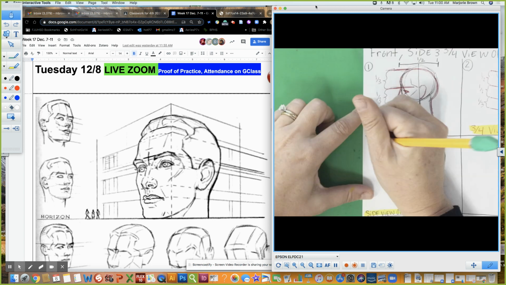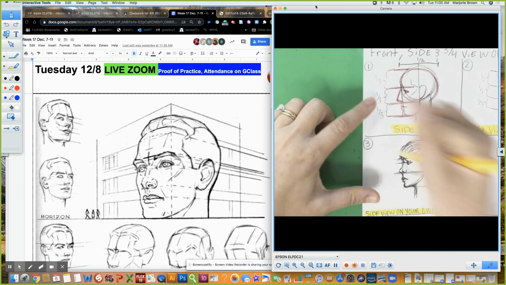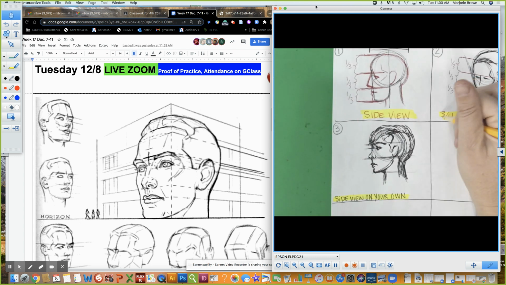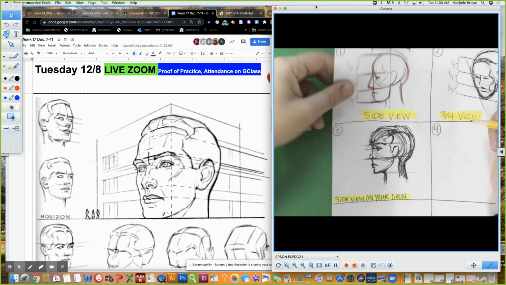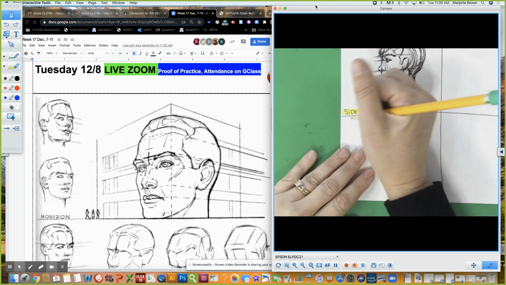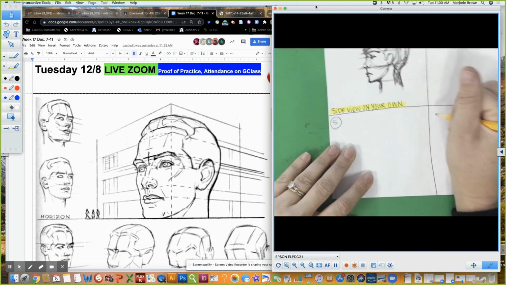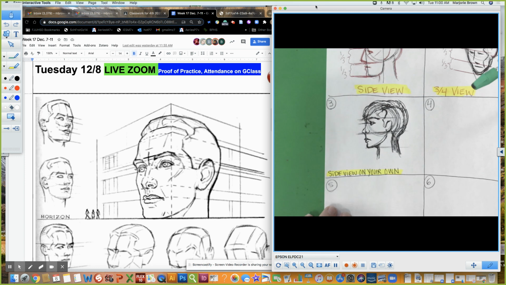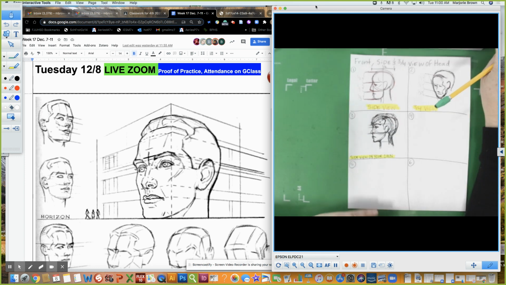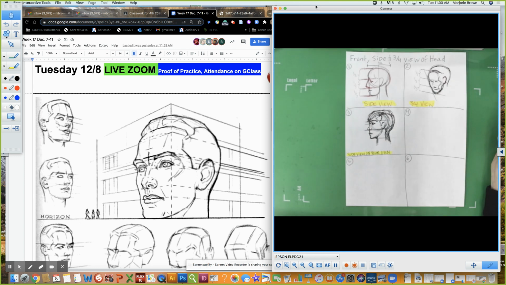This one's number 3. And then we're going to start on square number 4. And then this is square number 5 and 6. So we have a total of 6 segments, and I want yours labeled exactly like mine.